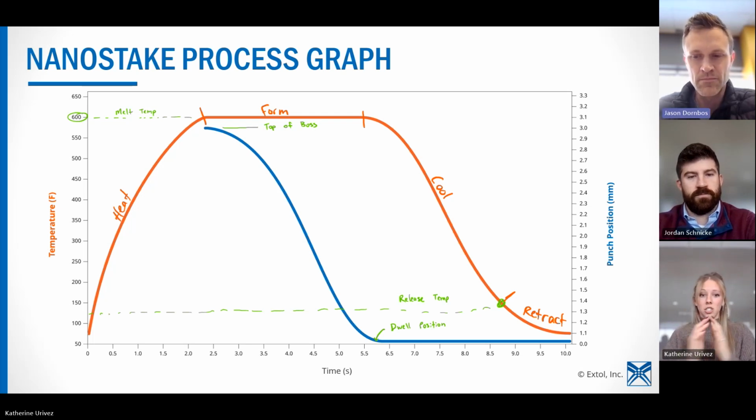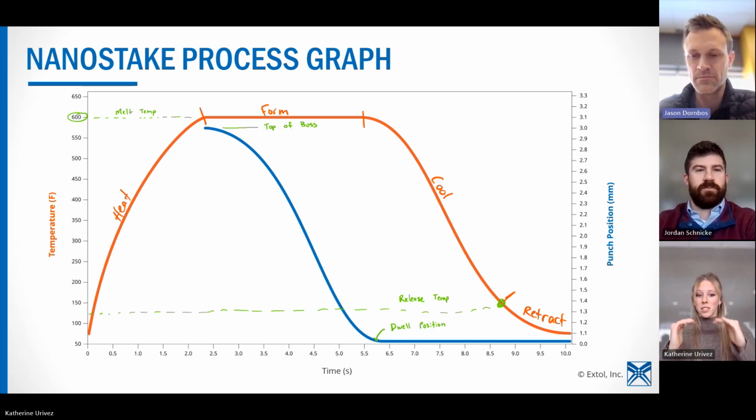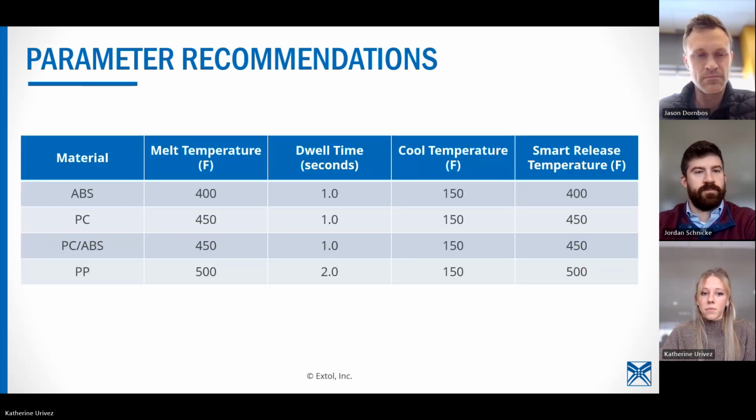Once that position is achieved, the module will begin to cool. You can see on the orange line there that the temperature being recorded is starting to cool down until it reaches its desired release temperature, and then the module will retract. So that should follow exactly what you just saw in the video. The module heats up, melts that boss down, sits there for a moment as it cools, then retracts.